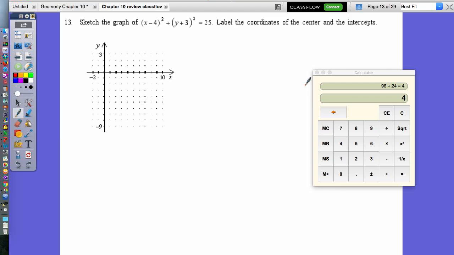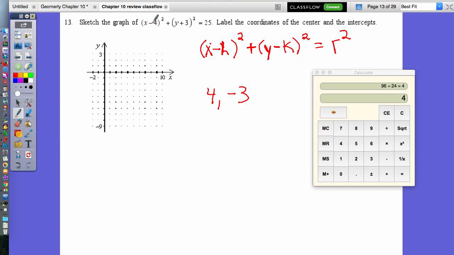Number 13, this is the last lesson that we learned. So we have to remember that the equation of a circle in standard form is x minus h, quantity squared, plus y minus k, quantity squared, equals the radius squared. So my center of my circle is 4, negative 3. 1, 2, 3, 4, 1, 2, 3.